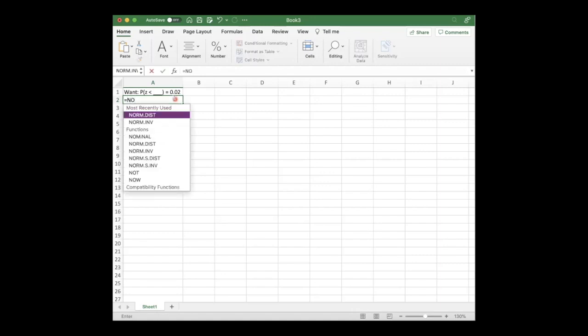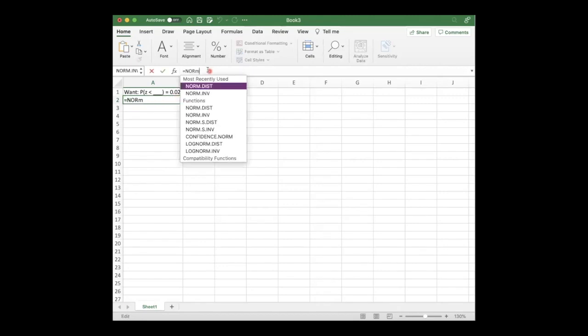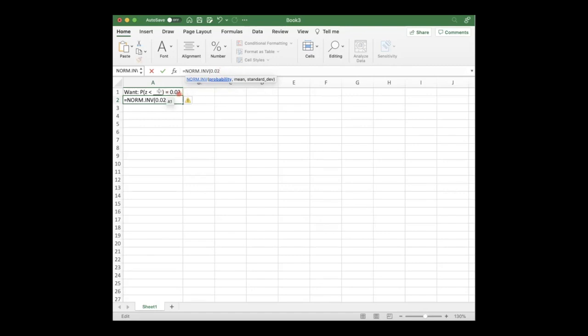As we mentioned, the formula here is norm.inv. The first blank is the probability, so that is the probability that we're looking for less than at this point, which is 0.02. The mean is 0, standard deviation is 1. And we can see here that the probability that z is less than minus 2.0537 and a whole bunch of other numbers is 0.02.